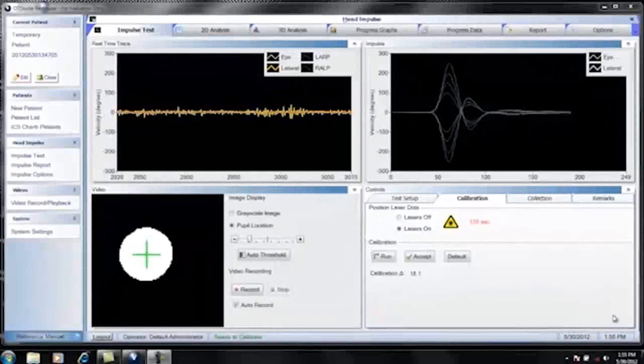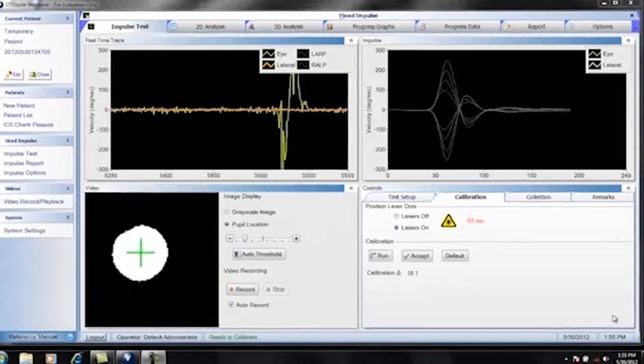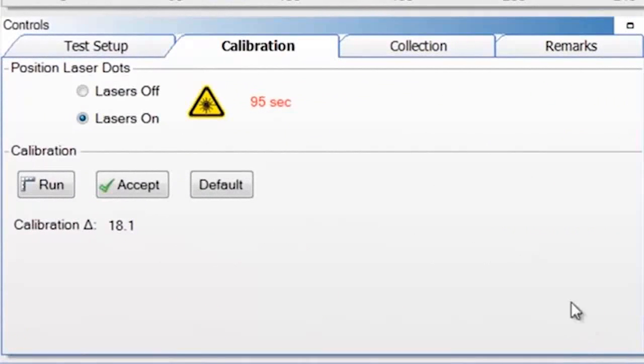In the calibration procedure, the patient is asked to switch their gaze between the two dots that appear when calibration is performed. As the patient's gaze switches, the system tracks the movement of the pupil. When the patient cannot be calibrated because they cannot see the dots, click Default to use the calibration default values. The calibration values are used to analyze eye movement during the impulse testing.